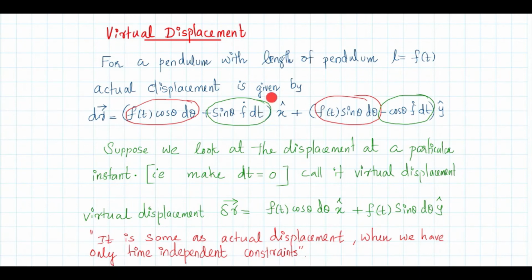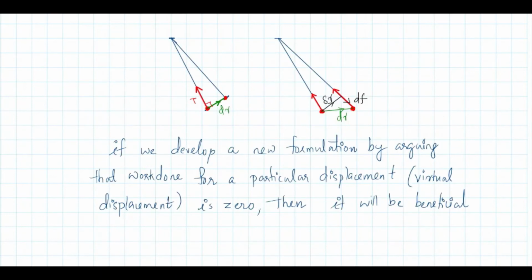If you take dt as 0, these two terms in the green circles will vanish. Then that new displacement, I will denote it as delta r, and that is given by f of t cos theta d theta x cap plus f of t sin theta d theta y cap. For this displacement, from this figure it is clear that this delta r is perpendicular to the tension, and for that delta r, the work done by the constraint force, that is tension, will be zero.